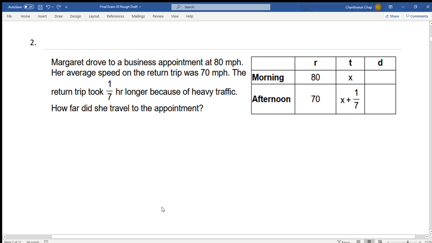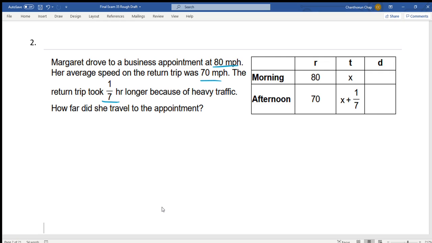Question 2. Margaret drove to a business appointment at 80 miles per hour. Her average speed on the return trip was 70 miles per hour. The return trip took 1/7 hour longer because of heavy traffic. How far did she travel to the appointment?